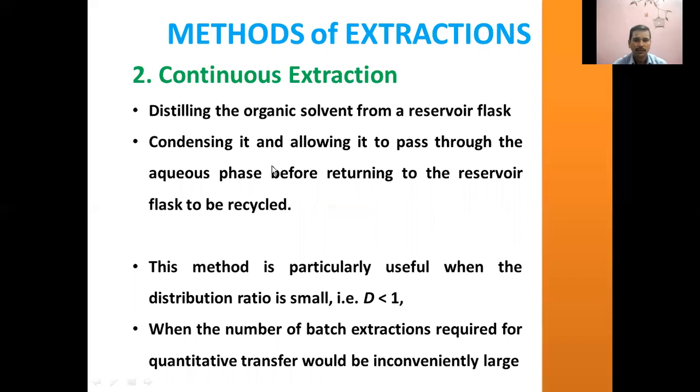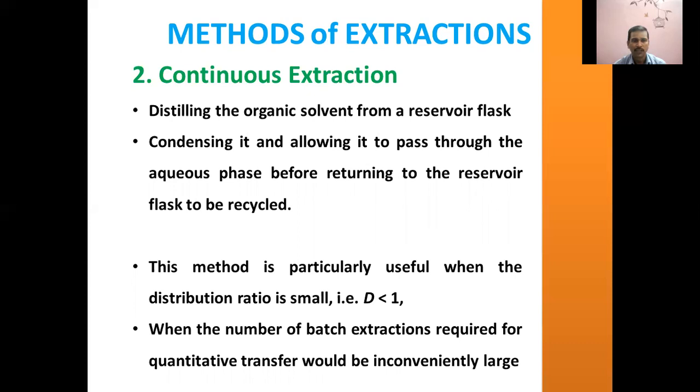The other one is continuous extraction. This is in contrast to batch extraction. In batch extraction, there is a requirement that the distribution ratio must be at least 10^2 in order to selectively transfer the solute from the aqueous phase to the organic phase. The distribution ratio of the solute using those two solvents should be at least 10^2, meaning it should be 100. Only then will quantitative transfer of the solute, more than 98 or 99%, be possible.